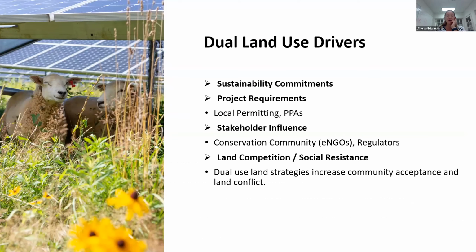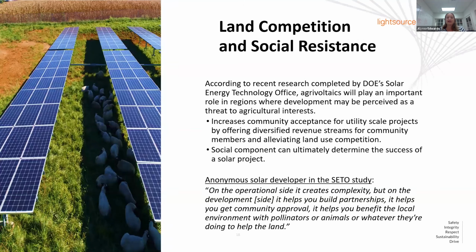The reason we implement these dual land use considerations is that sometimes our local permitting asks us to. They ask us to put in pollinators. They ask us to do sheep grazing. Sometimes the conservation community asks us, or regulators. That's not usually a regulatory requirement, but we get those recommendations. And also, like I said, this can be a really critical piece of integrating into local communities and reducing social resistance.